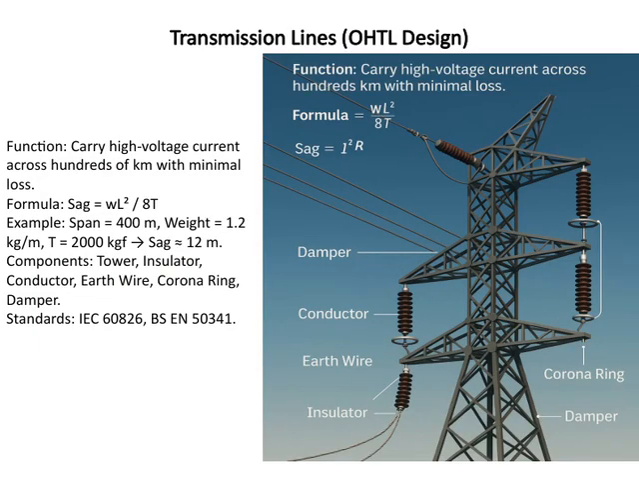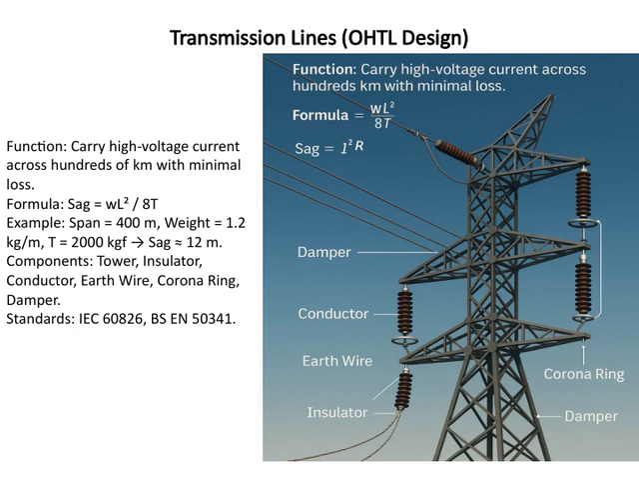Let's talk about transmission lines, specifically the overhead transmission line, or OHTL design. The main function here is to carry high-voltage current over hundreds of kilometers, and the key is doing this with minimal loss of energy. One important aspect to consider is the sag, which is the vertical distance between the conductor and the ground. The formula for sag is sag equals W times L squared divided by 8 times T here.